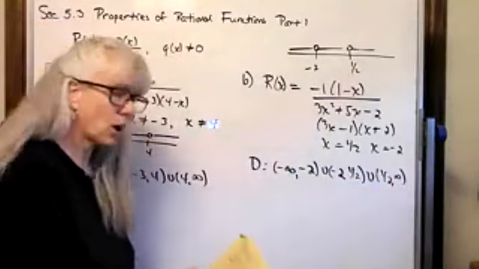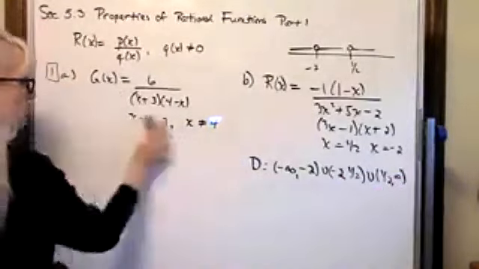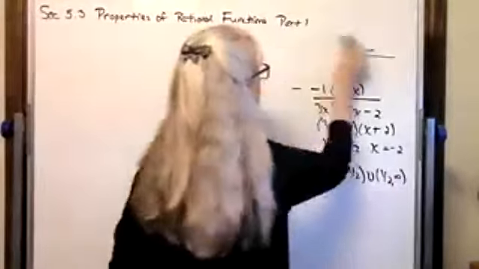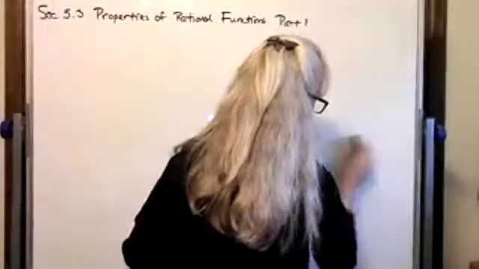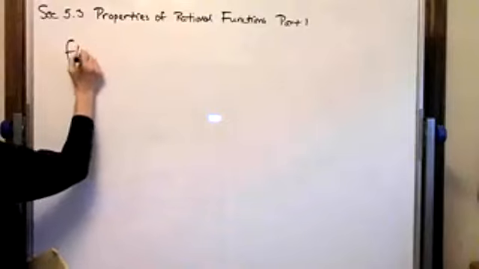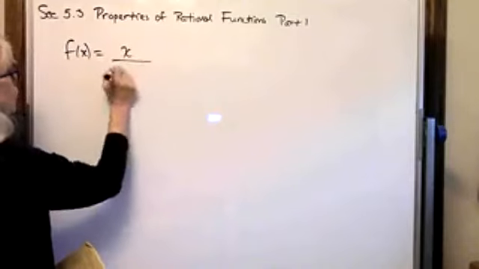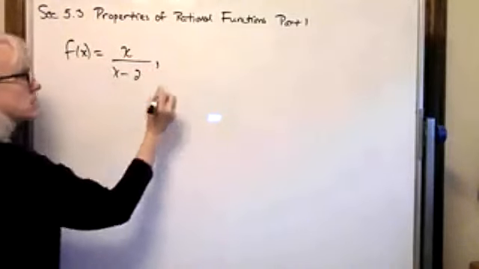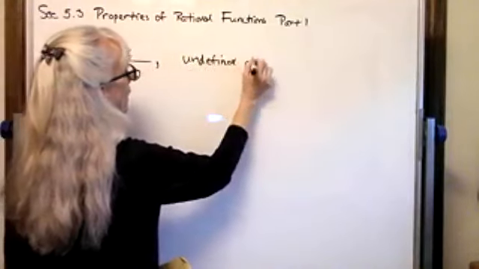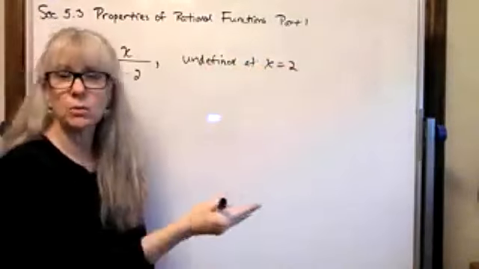So we're gonna have some conversations, but let's deal with something that's a little bit simpler as a rational function. So we're gonna backtrack and look at f of x is equal to x over x minus 2. So where is this function undefined? Well, it is undefined at x equal to 2. So we know that the domain would go from -infinity to 2 and from 2 to infinity.